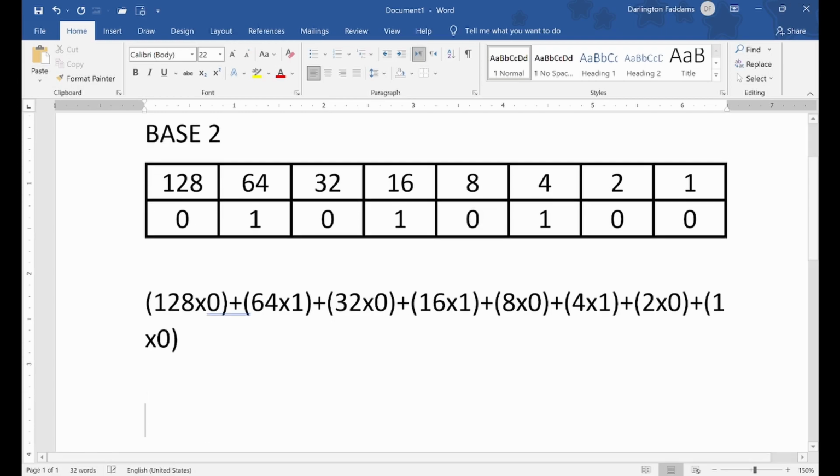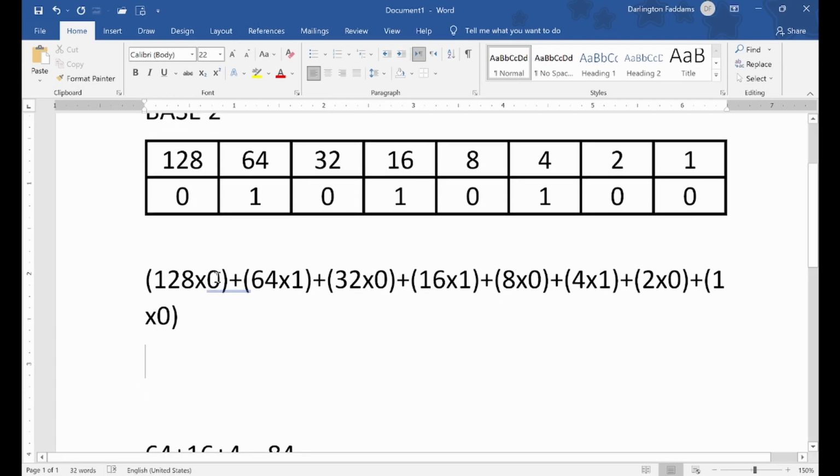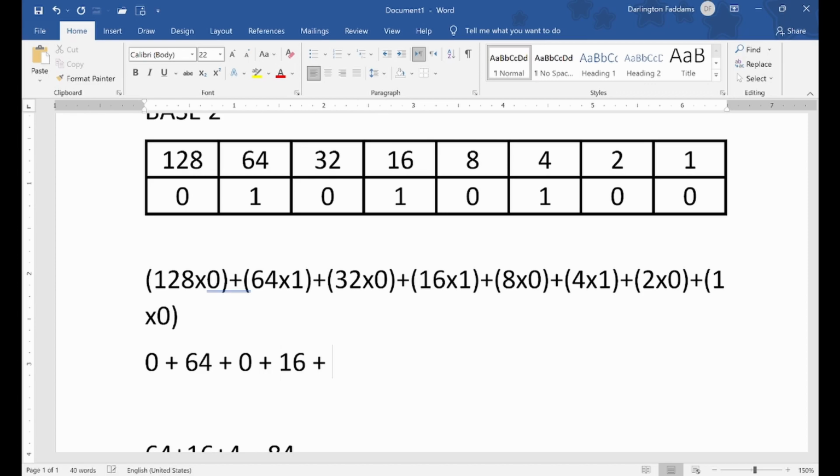Now, what will happen is that in mathematics, anything times 0 is what? So we are going to get 0, plus 64 times 1 is what? Plus 32 times 0 is what? Plus 16 times 1 is what? Plus 8 times 0 is what? Plus 4 times 1 is what? Plus 2 times 0 is what? Plus 1 times 0 is what?